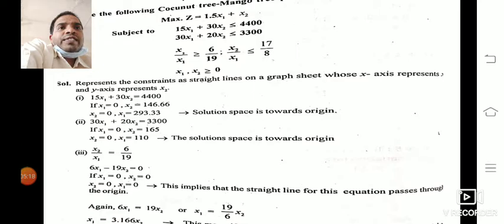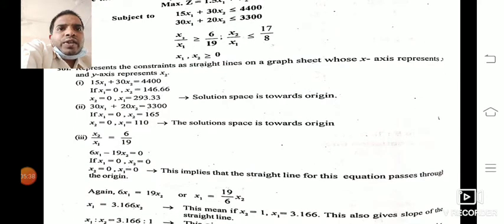For the second constraint, the sign is less than or equal. Here we get x1 equals 110 and x2 equals 165. It is also saying that the solution space is towards the origin. When it comes to the third constraint, x2 by x1 equals 6 by 19, that is 6x1 minus 19x2. Putting x1 equals 0, x2 is 0, and x2 equals 0, x1 is also 0.